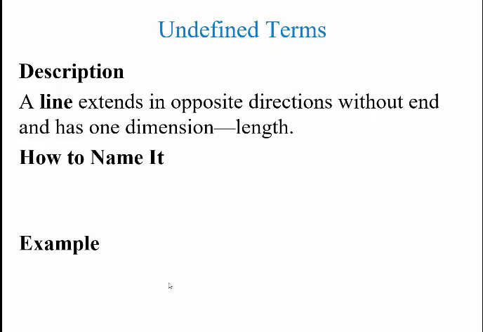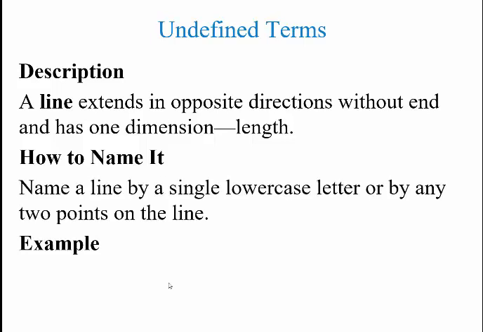Now let's expand on this and talk about a line. A line extends in opposite directions without end and has one dimension, length. It has no width, but it just has length. Now this is important to understand: a line goes on forever in each direction. It never stops. So how do we name it? We name a line with a single lowercase letter or by any 2 points on the line.